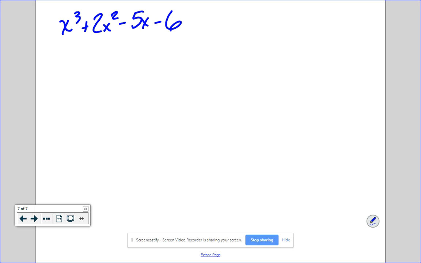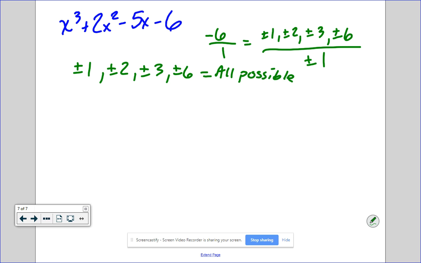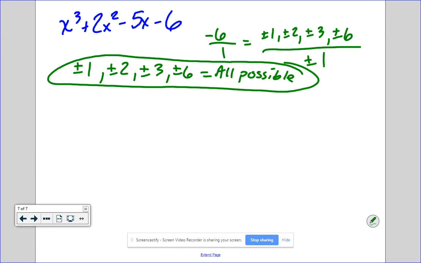So, what's my P in this case? 6, negative 6. What's my Q? 1. So, plus and minus 1, plus and minus 2, plus and minus 3, plus and minus 6. And I was nice and only made the bottom 1. So, there is the list of all the possible roots. There's 8 of them. But again, the highest power is 3.